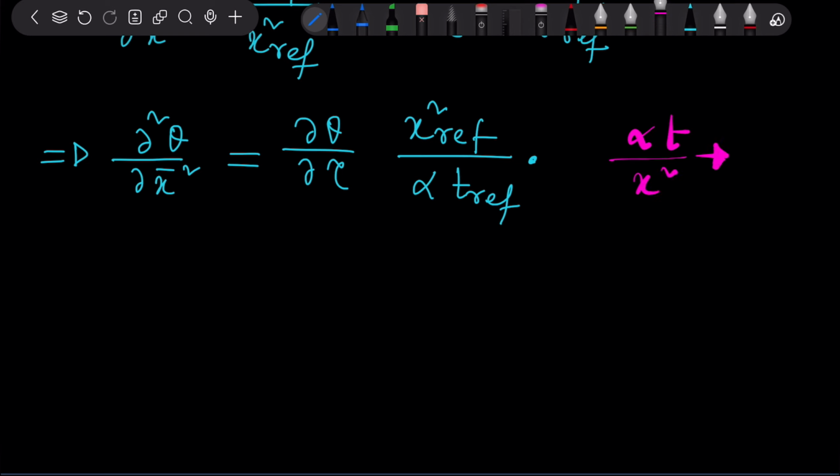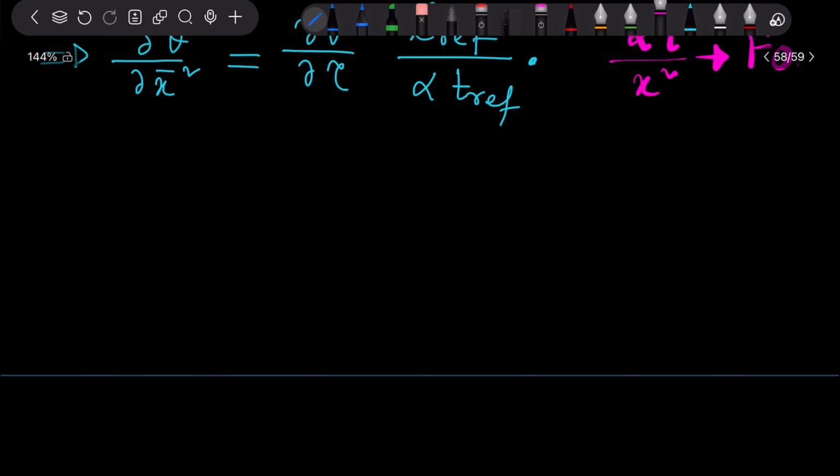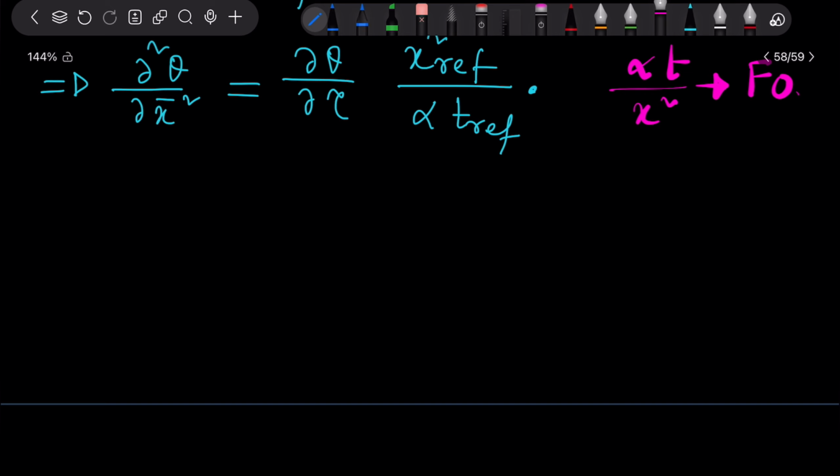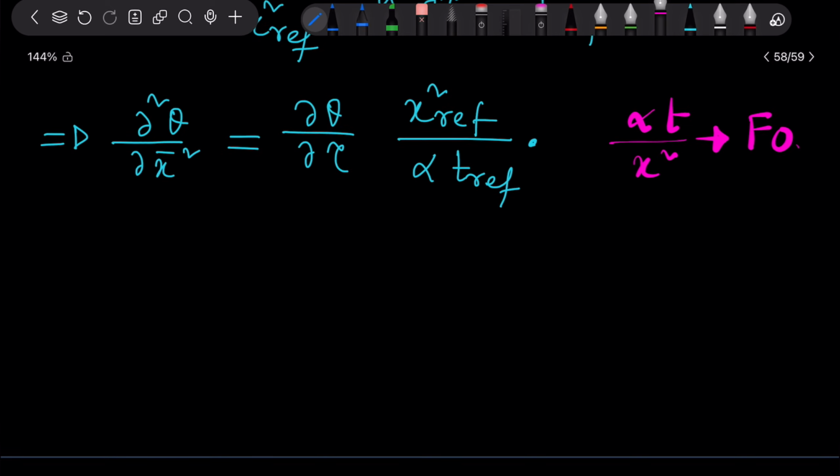This is the Fourier number denoted by Fo. Clear? So this is my non-dimensionalized governing equation. Up till now I have not assigned any value to this x reference and t reference. I will do that in the subsequent step.